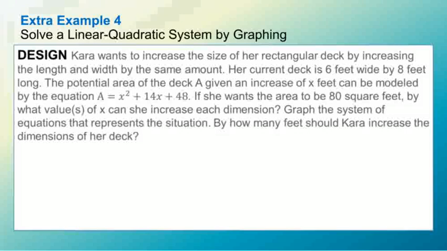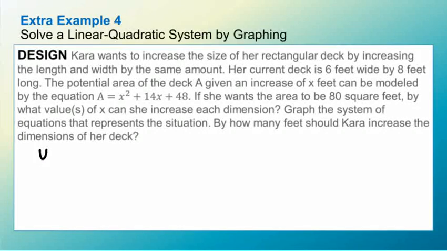Next, Carol wants to increase the size of her rectangular deck by increasing the length and the width by the same amount. Her current deck is 6 feet wide by 8 feet long. The potential area of the deck A, given an increase of x feet, can be modeled by the equation A equals x squared plus 14x plus 48. If she wants the area to be 80 square feet, by what values of x can she increase each dimension? Graph the system of equations that represents the situation and answer the question: by how many feet should Carol increase the dimensions of her deck?